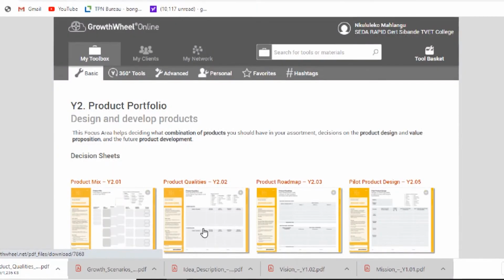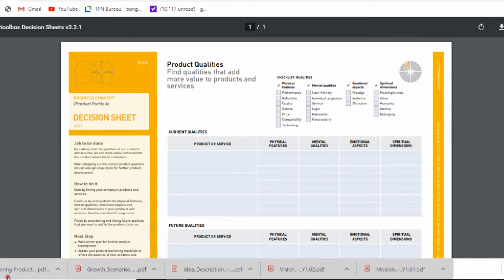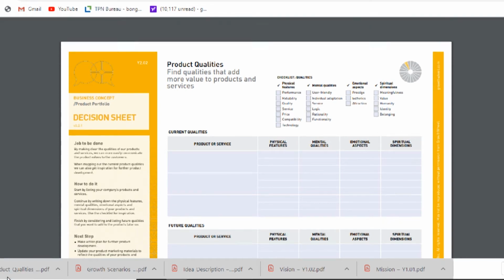The other one, we look at your product qualities. What are the qualities of your product? What makes your product so unique? Is it the physical features? When you touch it, it makes you feel special? Is it the mental qualities? Is it emotional aspects? Is it spiritual dimensions? You look at what makes your product. When your product interacts with your customers, how do they feel? In which category do they fall? Is it in terms of physical features?